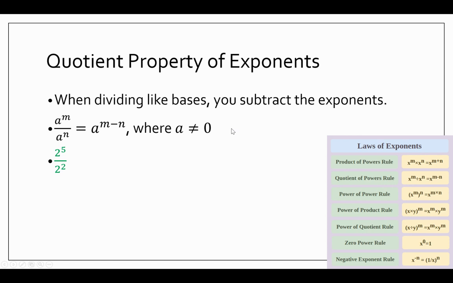So here's the live example: 2 to the 5th divided by 2 squared. We're going to subtract 5 minus 2 to get 2 cubed, the 3. So we have 2 cubed, and we can actually solve that. In general form, we have x to the 12 divided by x to the 7th. We subtract 12 minus 7, getting x to the 5. So that's the quotient property of exponents.